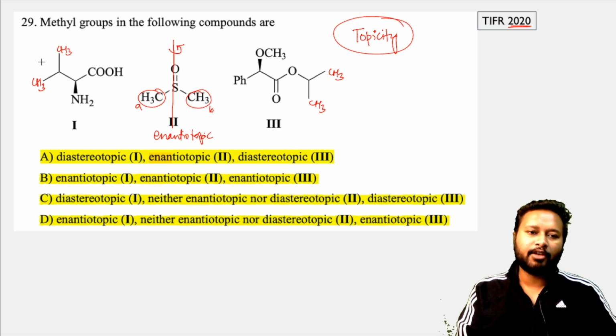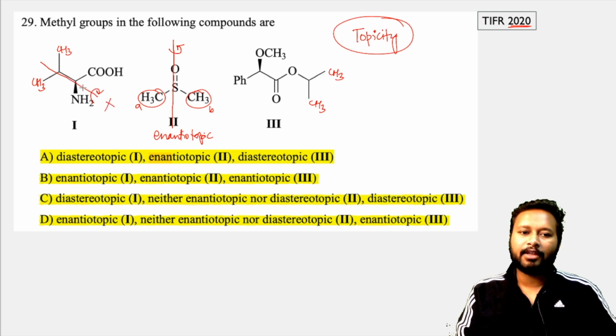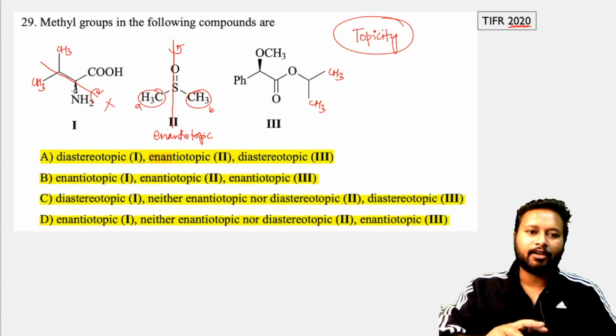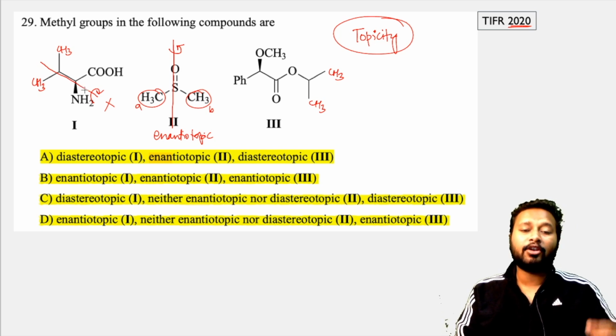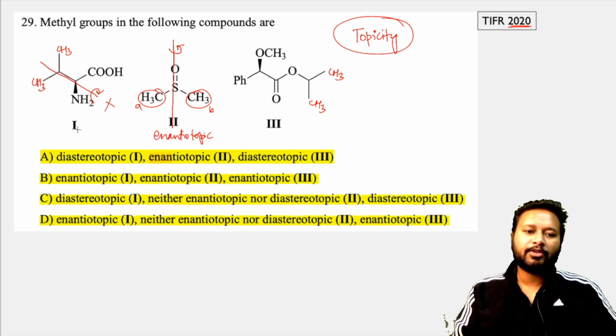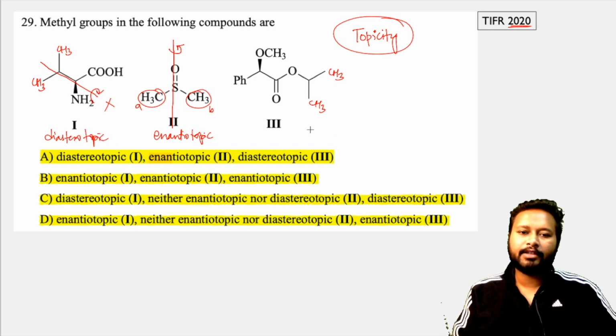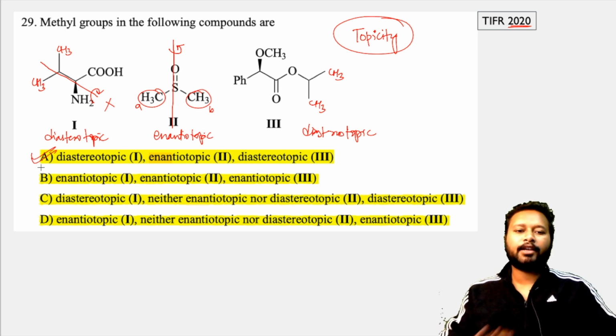For option 1, you cannot rotate this through this axis. This rotation is not allowed. Why? Because this amine group and COH group are not identical, so you cannot replace them by rotation. Although the methyls can be rotated, this side is not an acceptable rotation. The same goes for option 3, which also does not have that acceptable rotation. That makes option 1 diastereotopic, and option 3 also diastereotopic, which makes option 2 the correct option for this question.